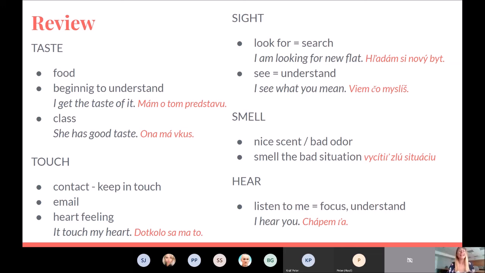And lastly, hear or hearing. If you say, listen to me, it is, I want you to focus on me. I want you to understand me. So you can say, I see what you mean, or I hear you. There is a very similar meaning. So it is up to you what you understand and what you remember from this lesson. But if you want to express, I understand you, you can say, I see what you mean, or I hear you.